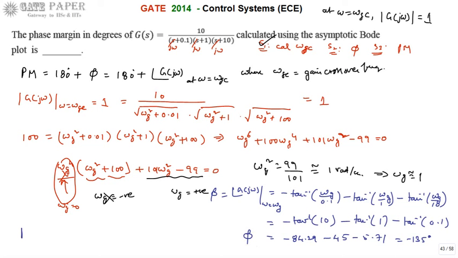So the phase margin can be calculated, in the third step, as 180 plus phi, which is 180 plus minus 135 degrees. That will be equal to plus 45 degrees. So the phase margin of the given G(s) is 45 degrees.